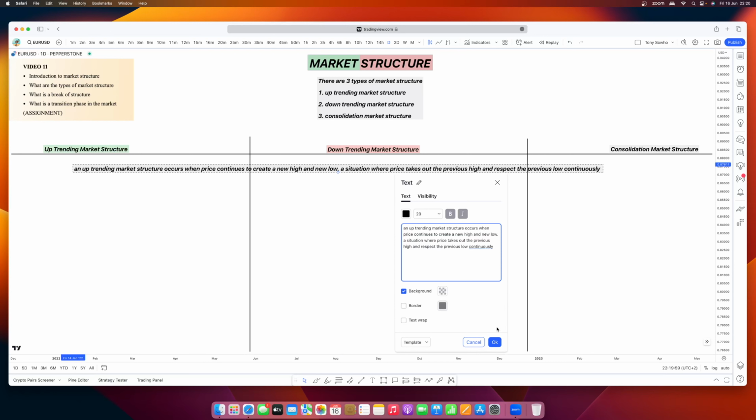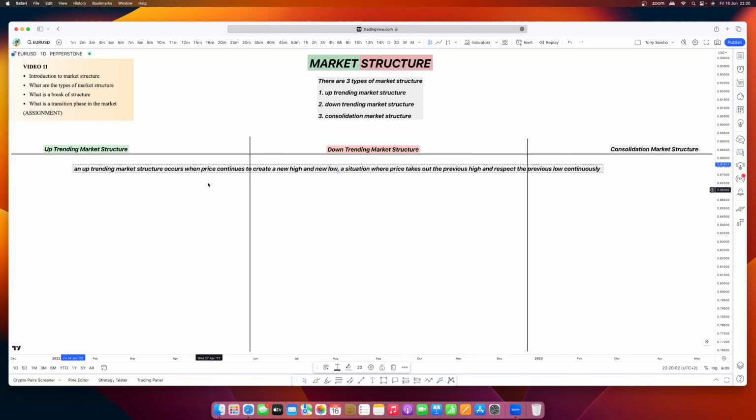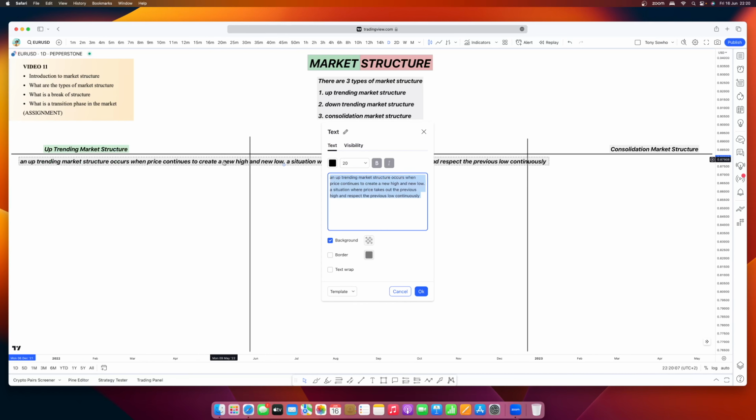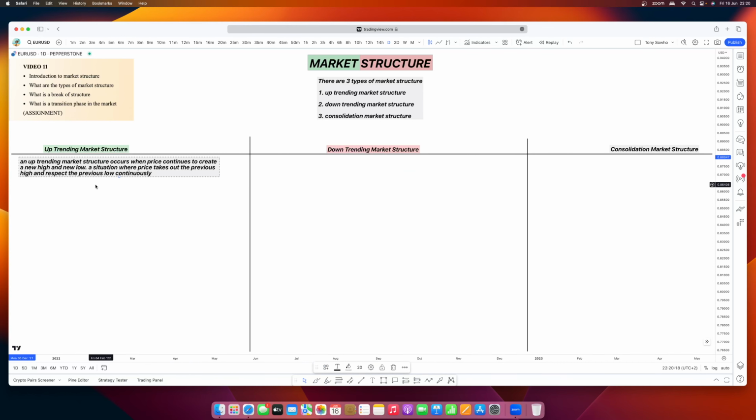So we can just try to do something like this so we don't have it everywhere. We can use creates previous high. Exactly. So an uptrending market structure occurs when price continues to create a new high and a new low. A situation where price takes out the previous high and respects the previous low continuously. So it has to keep happening in order for us to say, okay, this is an uptrending market.